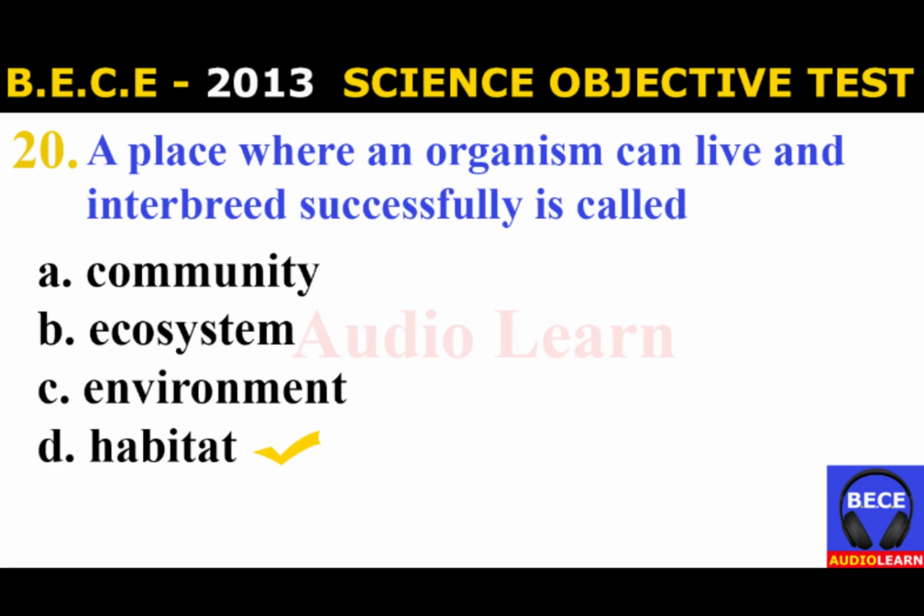Number 20. A place where an organism can live and interbreed successfully is called A. Community, B. Ecosystem, C. Environment, D. Habitat. And the answer is D. Habitat. A place where an organism can live and interbreed successfully is called habitat.